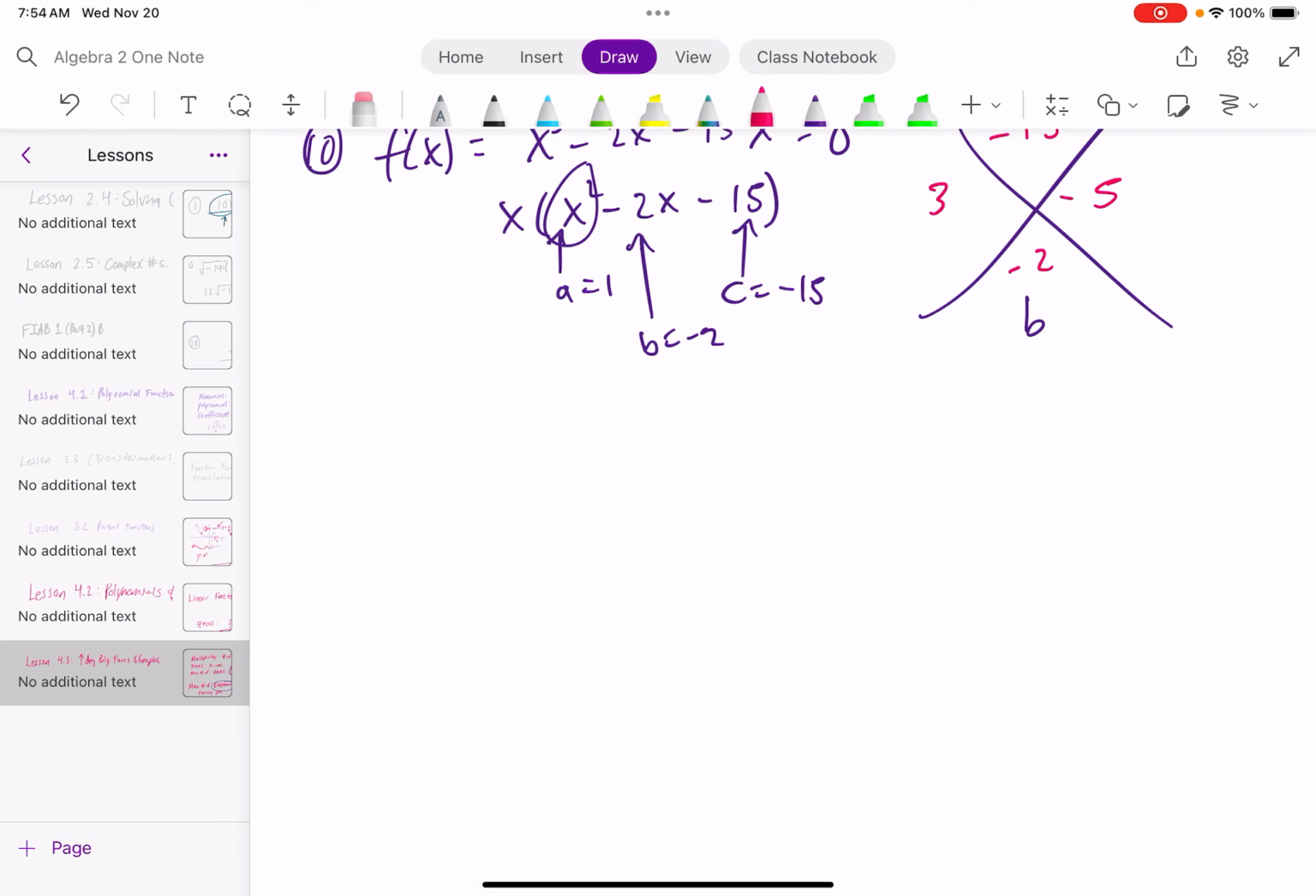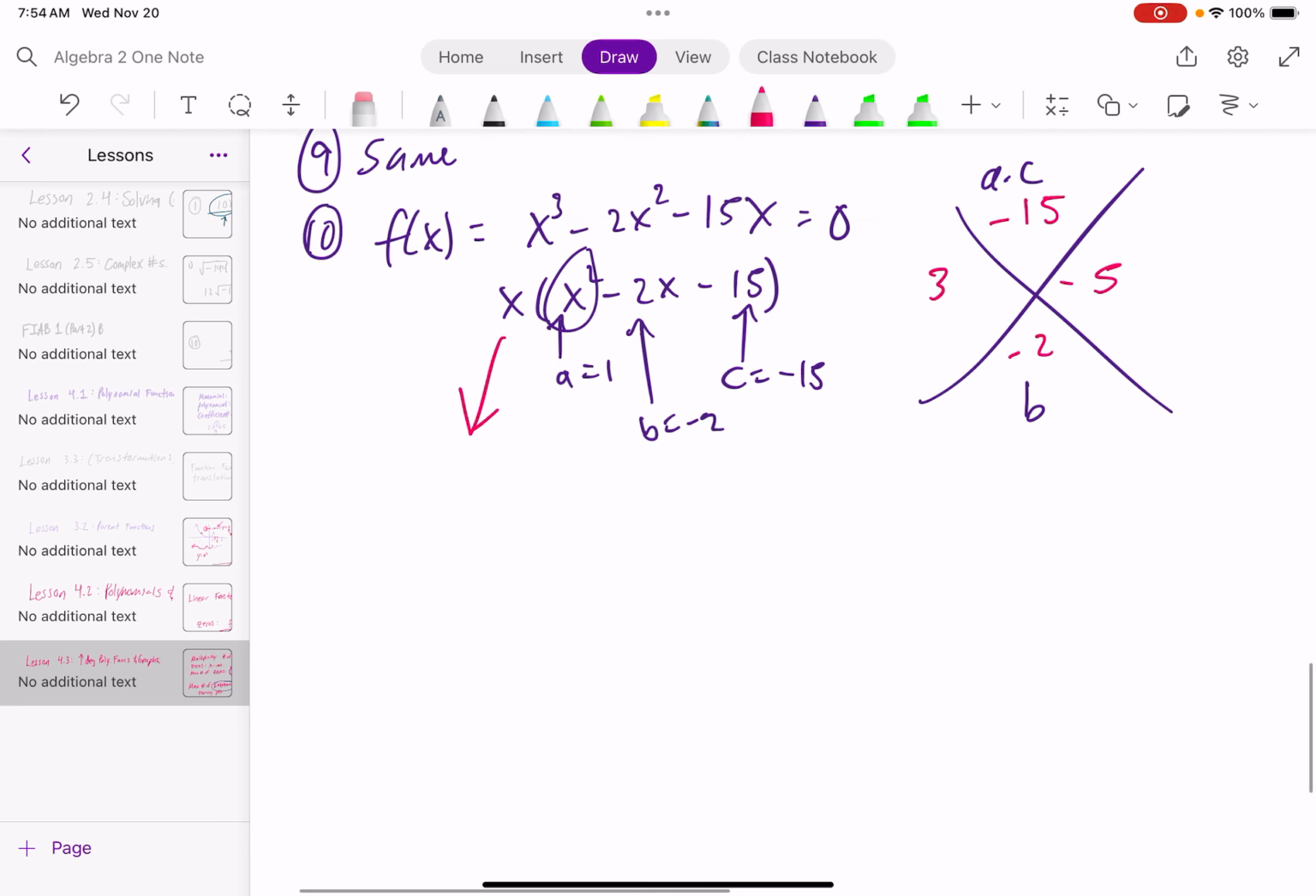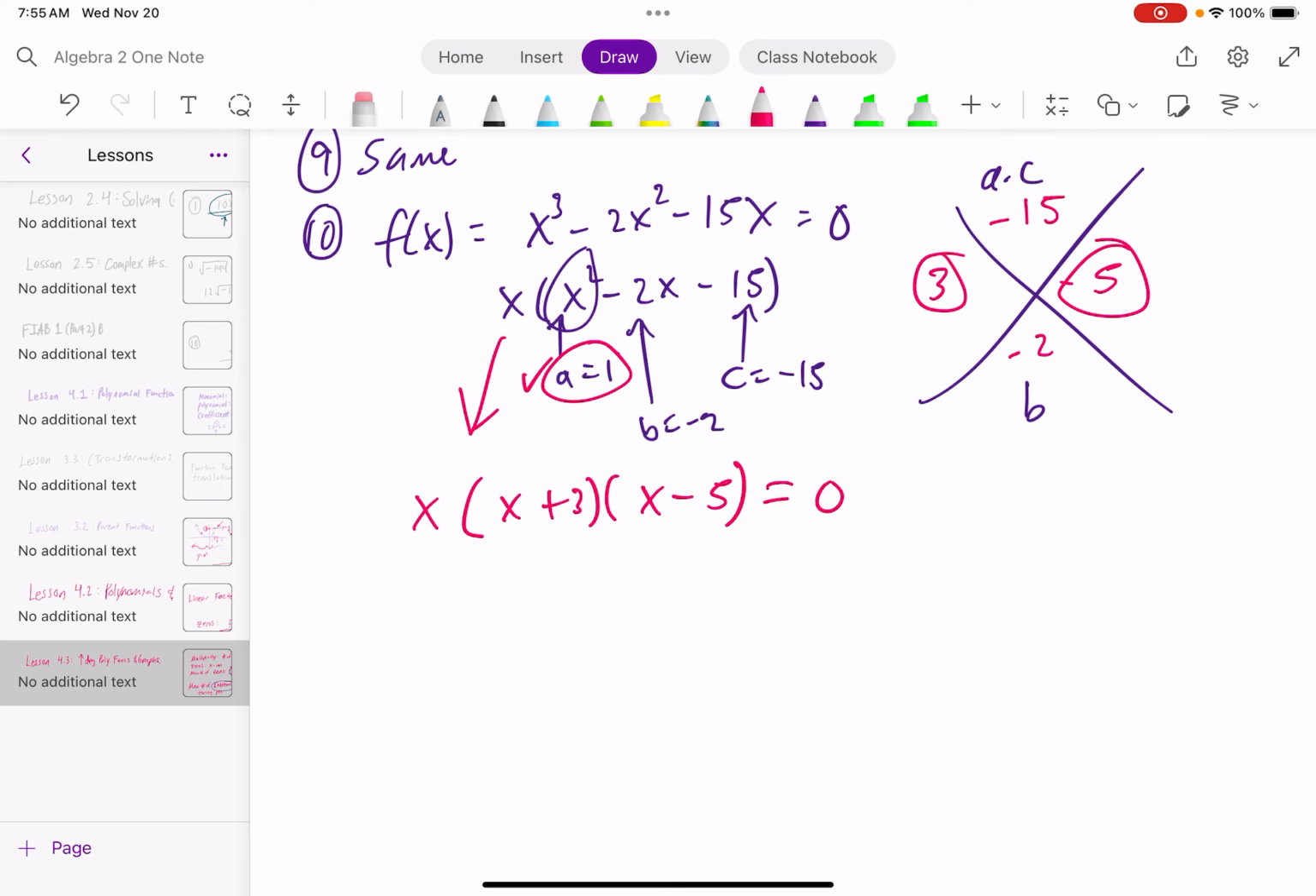So now I'm going to bring down the x times, and then here you see that the a is 1, so we get very easy results. We get x plus 3 and x minus 5 from here. That's it. And remember, this equals 0. So by the ZPP rule, if this was 0, that'd be great, because 0 times all of this will still be 0. So that would work.